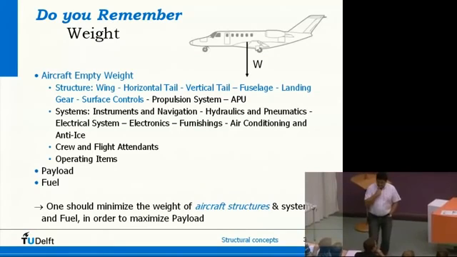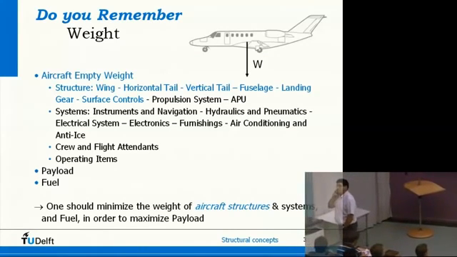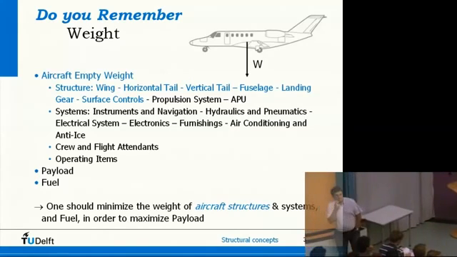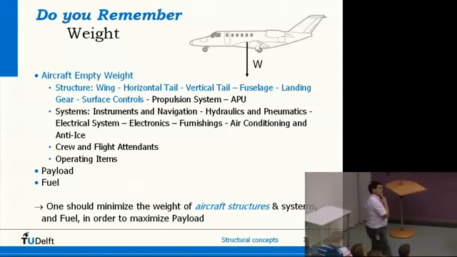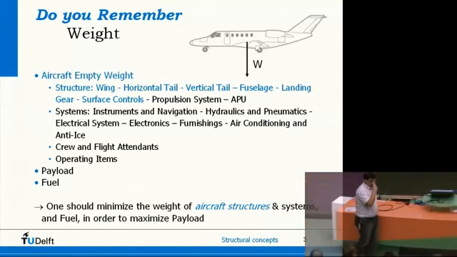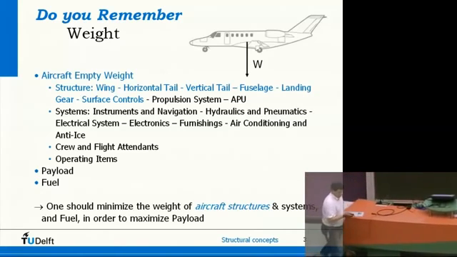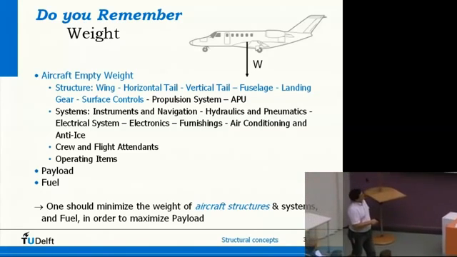Why structures? Well, last time we said, when we were talking about the total weight of an aircraft, that you have three components. First of all, the payload, the weight of the fuel, and also the aircraft empty weight. And a significant portion in that is the structure. The wing, the horizontal, and so on.